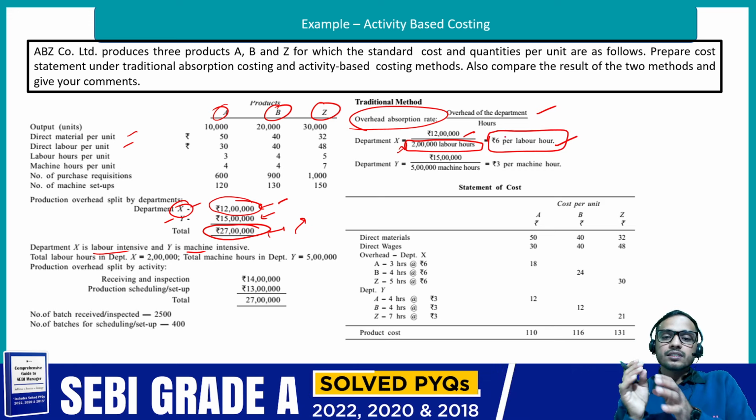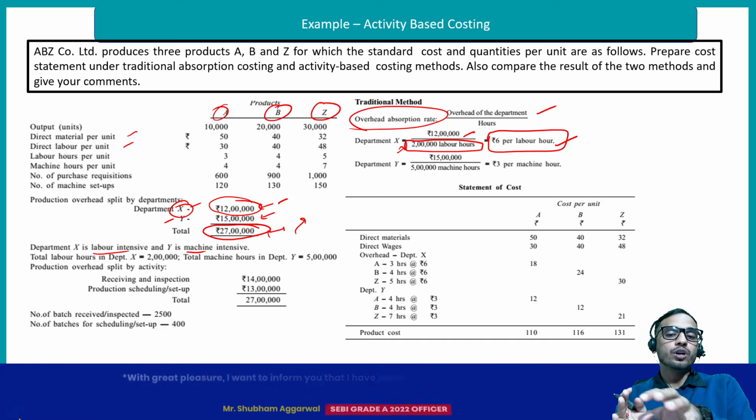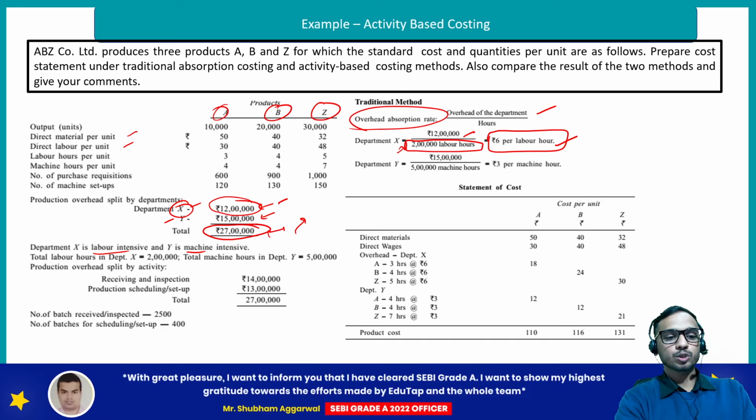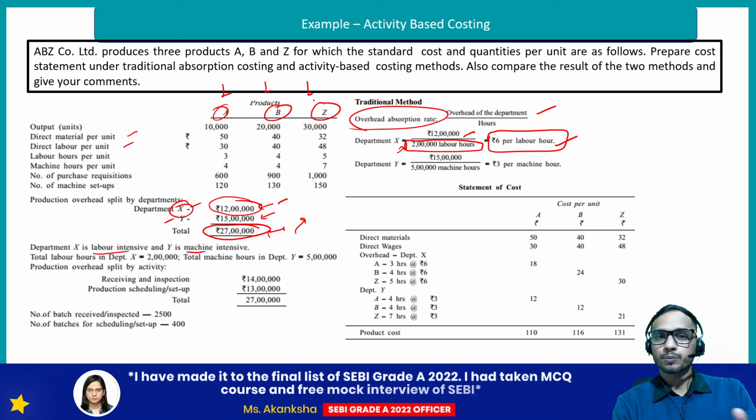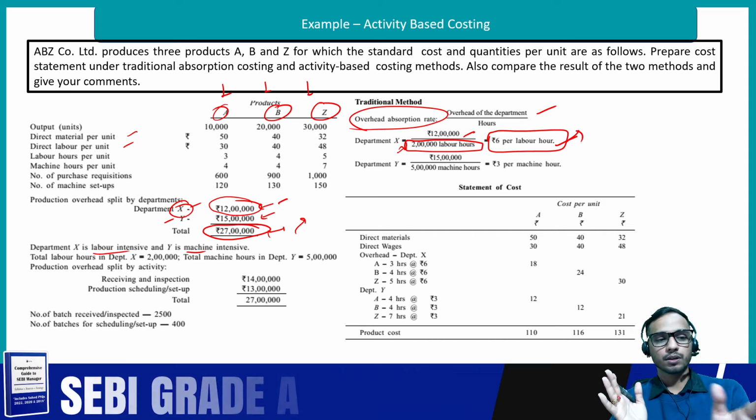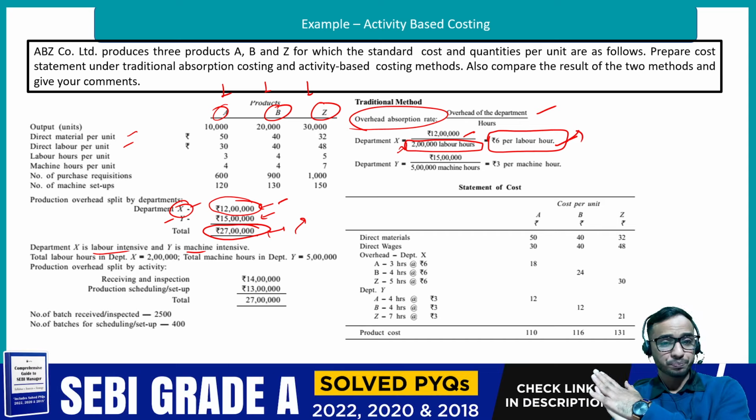Now this rupees 6 per labor hour is going to be used to absorb this 12 lakh cost in the products A, B, C, depending upon how much product they are manufacturing. So this 6 rupees per labor hour is distributed equally to products A, B, C. Now we have department Y.